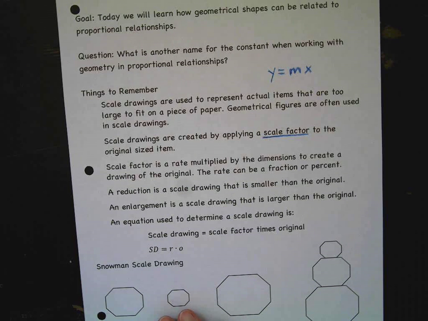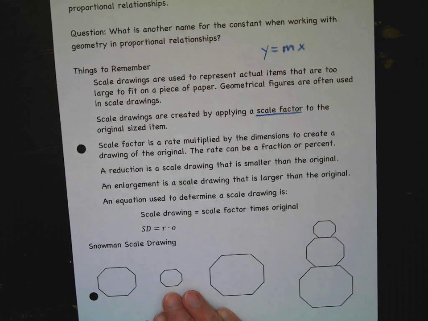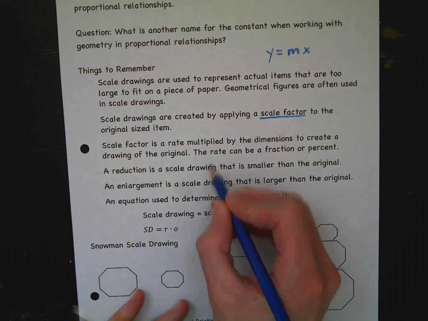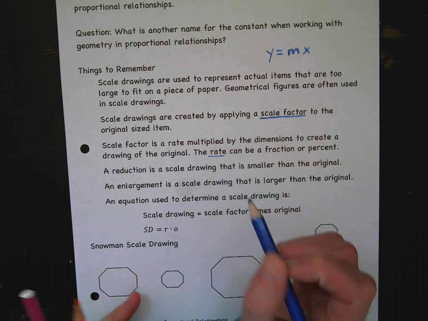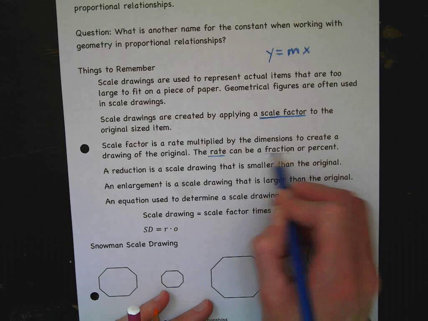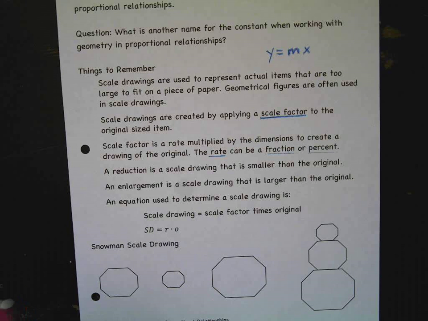A scale factor is a rate multiplied by the dimensions to create the drawing of the original. The rate can be in a fraction or a percent. And so you have learned about rates. Sometimes they're called unit rates, and you do know that they can be represented by fractions or by percents because we've been working with those a lot.